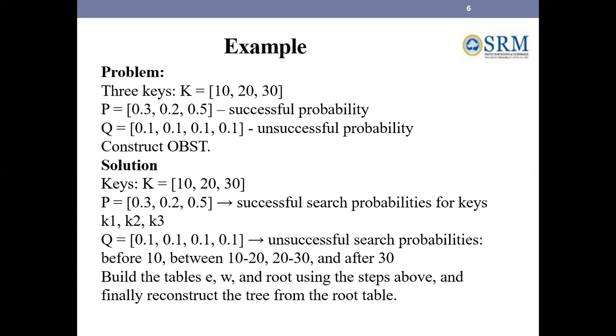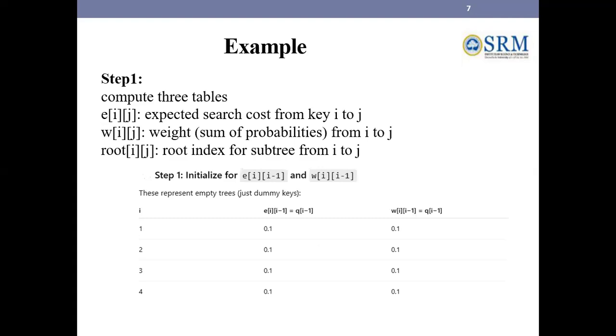So here K is given, P the successful probability is given, and Q the unsuccessful probability is given. Now, before 10, between 10 to 20, 20 to 30, and after 30. So we are going to build three tables: cost table, weight table, and root table using the dynamic programming strategy. First, initially step 1, cost table, weight table, and root table. Those values are going to be filled from key i to j: the expected search cost from i to j, the weight, the sum of probabilities from i to j, and root of i comma j.